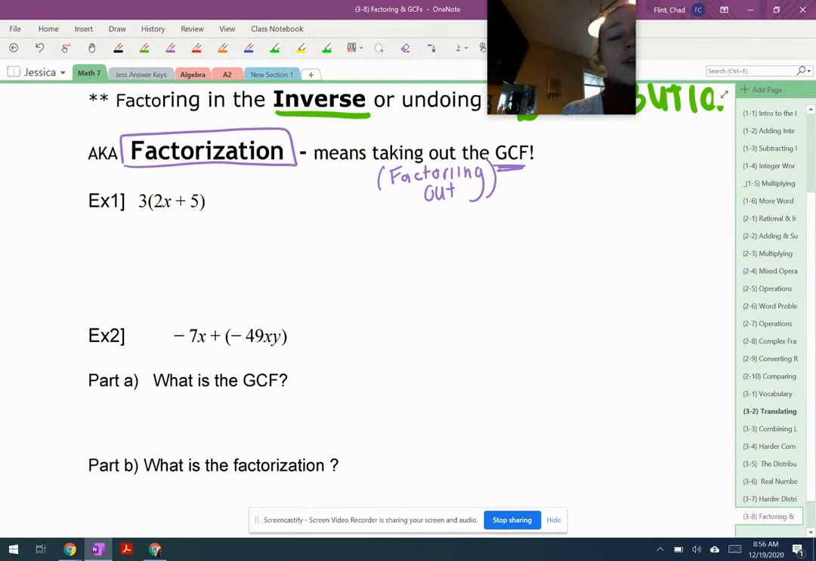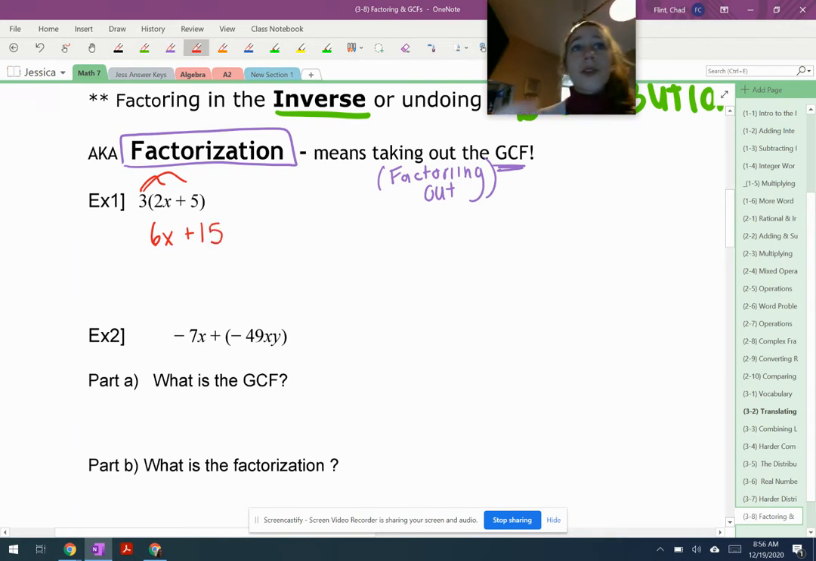Okay, so if I were to go ahead and start by distributing that 3 on the outside of the parentheses to both the 2x and the plus 5, that would leave me with 3 times 2x is 6x, and 3 times 5 is a positive 15. So if I am looking to factor this or go backwards there, I would be thinking about what factors 6 and 15 have in common.